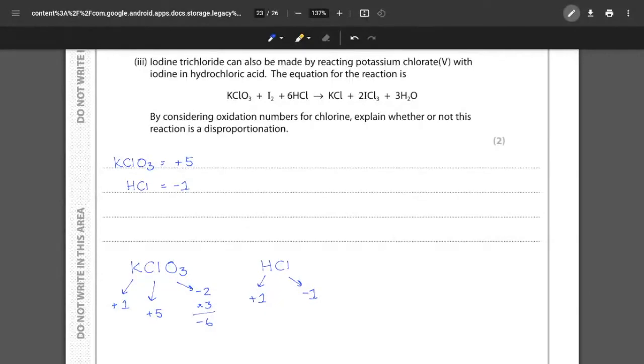Then I go over to my products. I've got KCl, so the K again, +1, and my chlorine is -1. And then for my ICl3, well, we already answered that the iodine is going to be the +3 and the chlorine is -1.